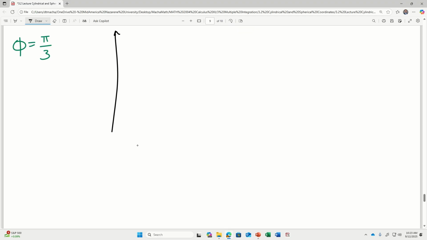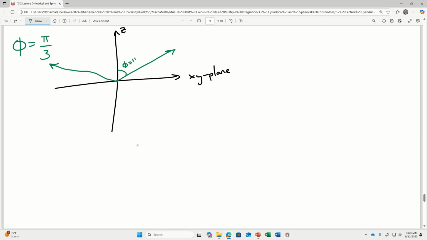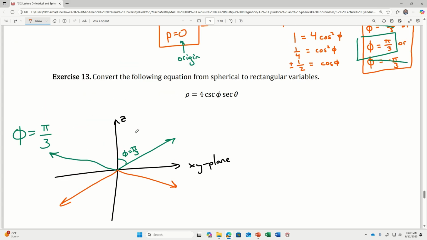So here's the z-axis, and here's the xy plane. This is the cone that we get for phi equals pi over 3. I can't draw stuff in 3 dimensions, but imagine that's sweeping around the whole thing, right? And then 2 pi over 3 would be the cone that points down at the exact same angle, but pointed down.